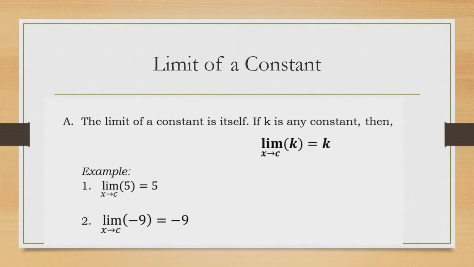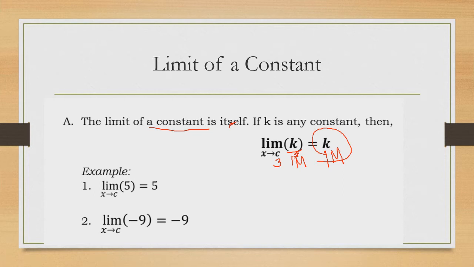So for the first law, we have the limit of a constant. Sabi dyan, the limit of a constant is itself. So if k is any constant, then the limit of k as x approaches c is equal to k. Meaning, kahit anumang value ni k, halimbawa 1 million, and whatever that c is, halimbawa 3, the limit of 1 million as x approaches 3 will be 1 million.